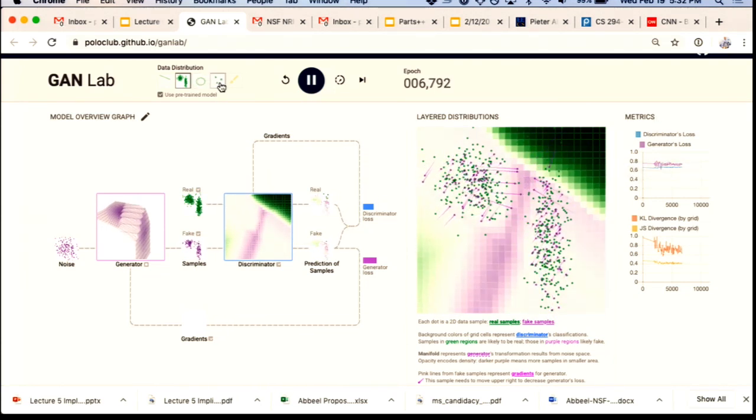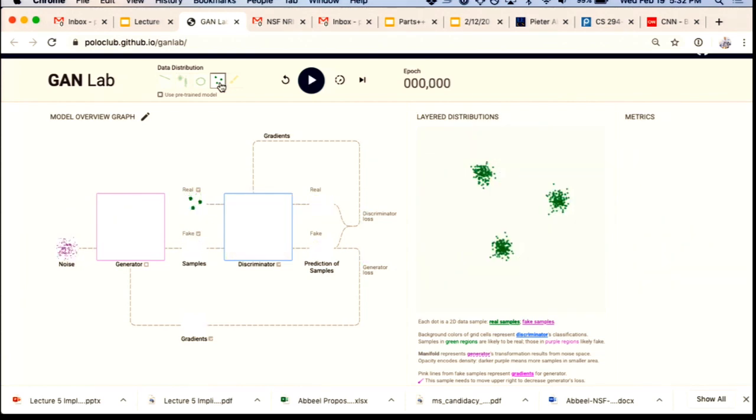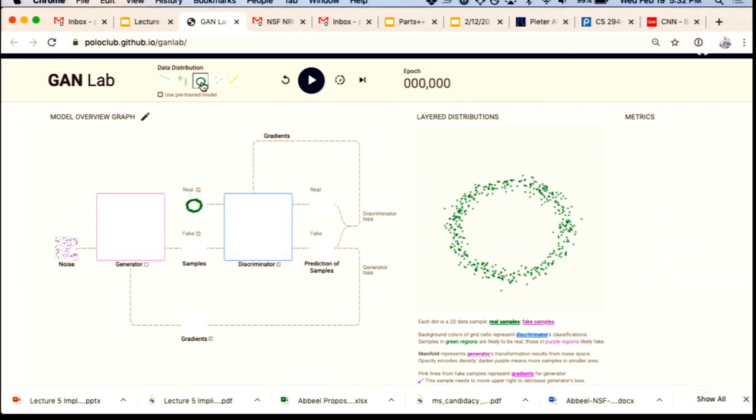Let's do 3 clusters. Actually, let's do this circular thing and see what happens.